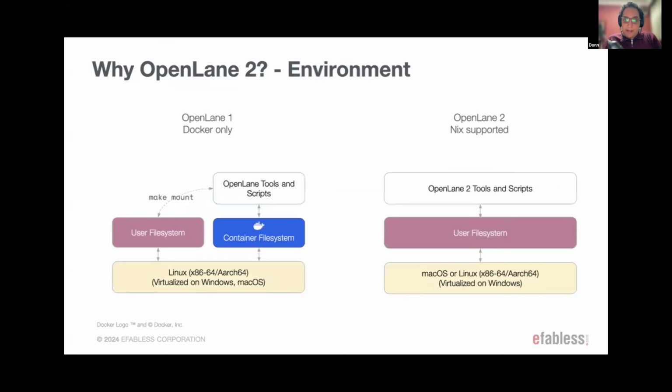And also the environment. Whereas in OpenLane 1 you can only use Docker, which requires you to mount your file system with the container file system, OpenLane 2 also supports a package manager named Nix, which just lets you run the whole thing on your file system on macOS or Linux natively, and obviously you still have to use the Windows Subsystem for Linux if you're on Windows.